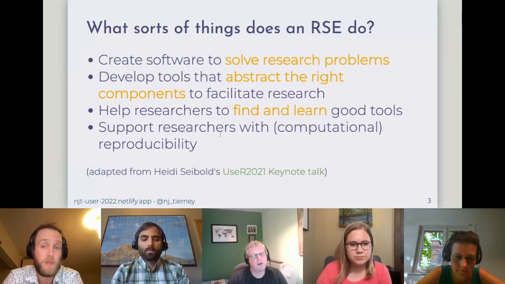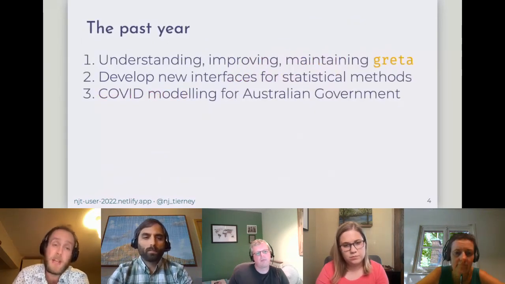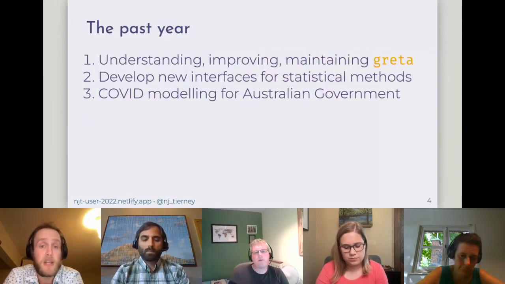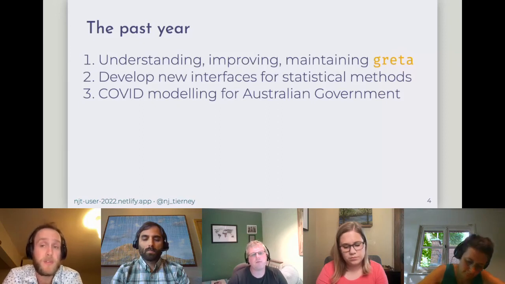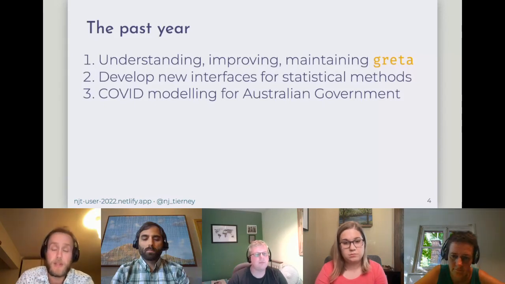So I create software to solve research problems. Part of this is to develop the tools that abstract the right components to facilitate research. I also try to help researchers find and learn good tools, as well as support them with computational reproducibility. I've been in this role since March last year, working on understanding, improving, and maintaining the Greta R package for statistical modeling, developing new interfaces for statistical methods, and doing COVID modeling for the Australian government as part of a large team in a small role.